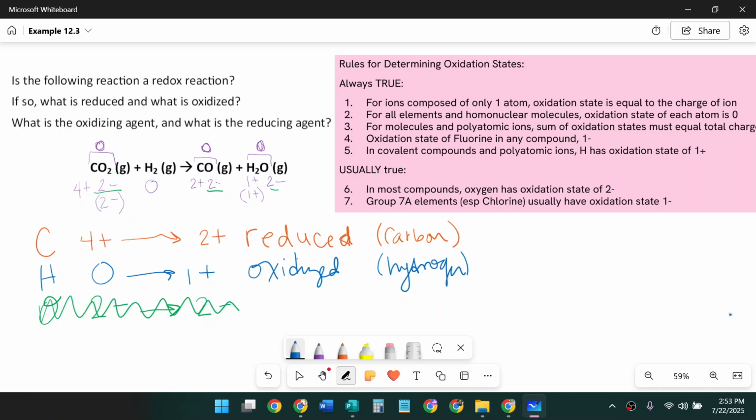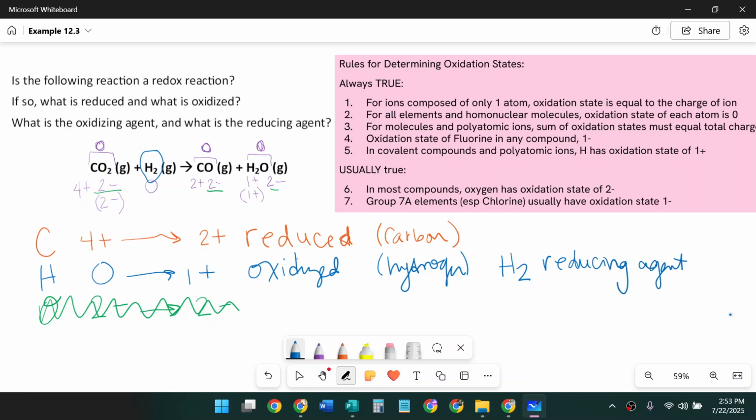All right, so before we decide the oxidizing agent and the reducing agent, you need to know that it's referring to the reactants, not just the atoms whose oxidation states changed. And so hydrogen was oxidized, but hydrogen by itself wasn't the reducing agent. It's this whole thing. So hydrogen gas is the reducing agent.